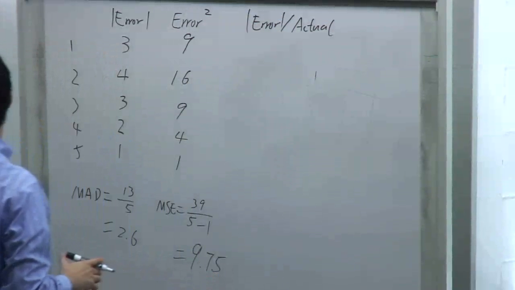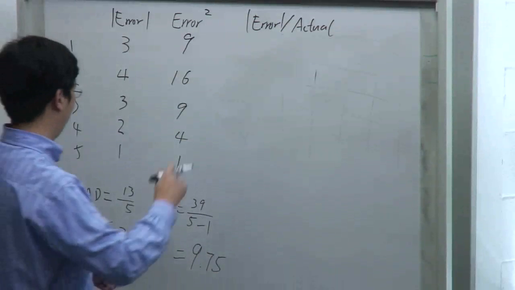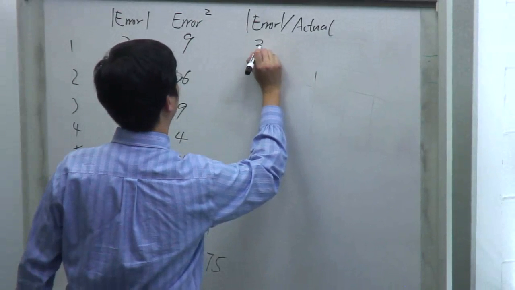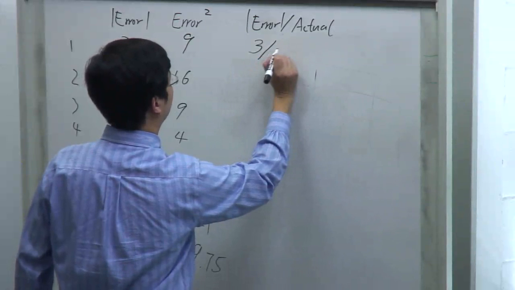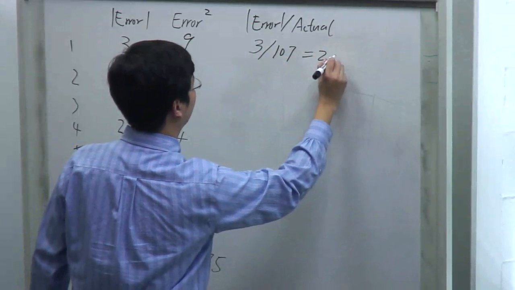Okay. For period 1, what is the percentage error? Any volunteer? 2.8. How did you get that? You take the absolute error value divided by the actual, which is 107. Then you get 2.8.